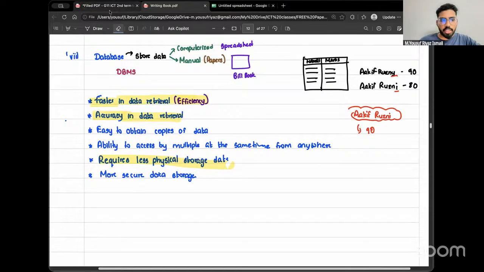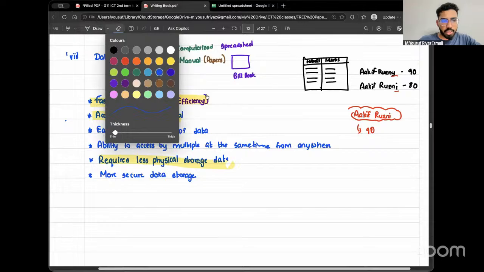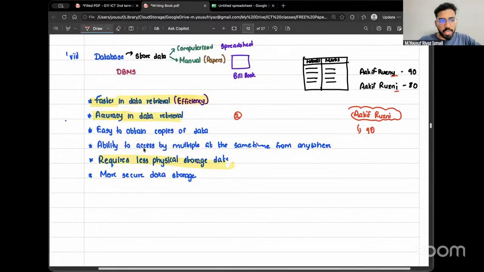So out of these, if you mention any answers, you can put 1 mark each, total 2 marks there. If you wrote any incomplete answers, then please complete your answer. Like if you just mentioned accuracy, then complete your answer saying accuracy in data retrieval. And I hope all of you are doing the question. You are supposed to maintain a separate writing book for this class.